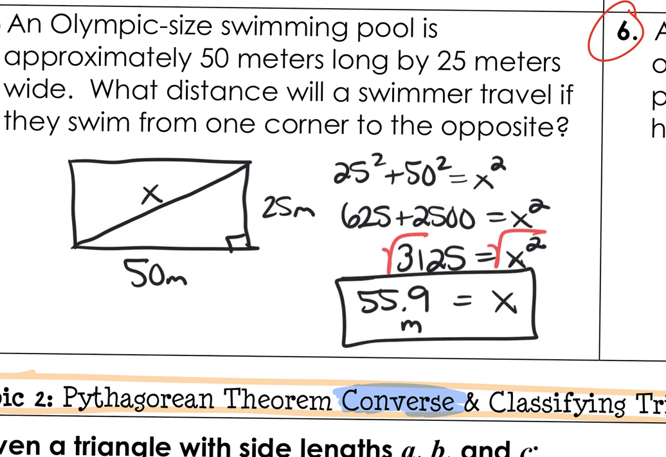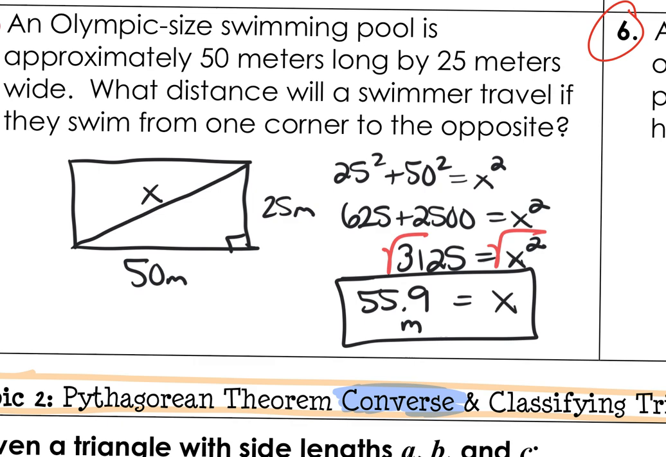Hey guys, when you're doing your word problems, we've talked a lot about this as we've done them, make sure that you put a unit of measure on them. So I don't want to just say 55.9. We want to actually be specific, 55.9 meters.